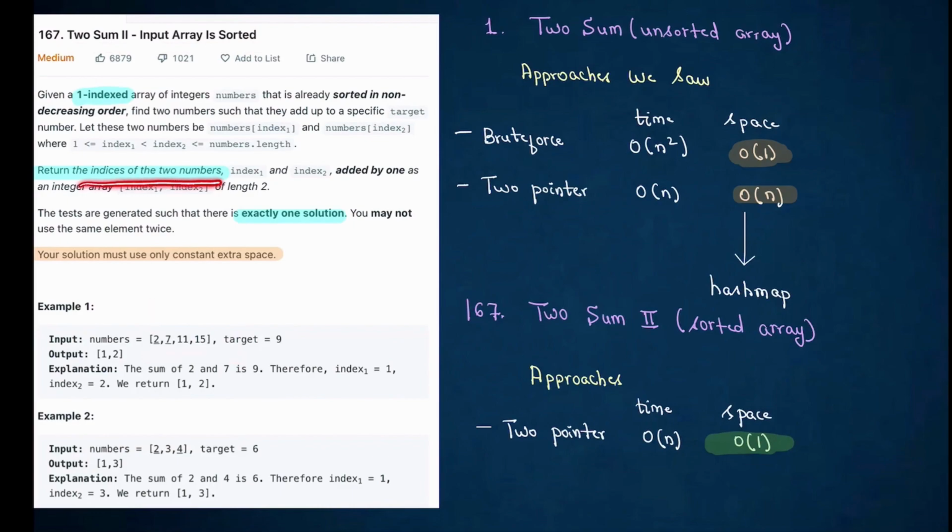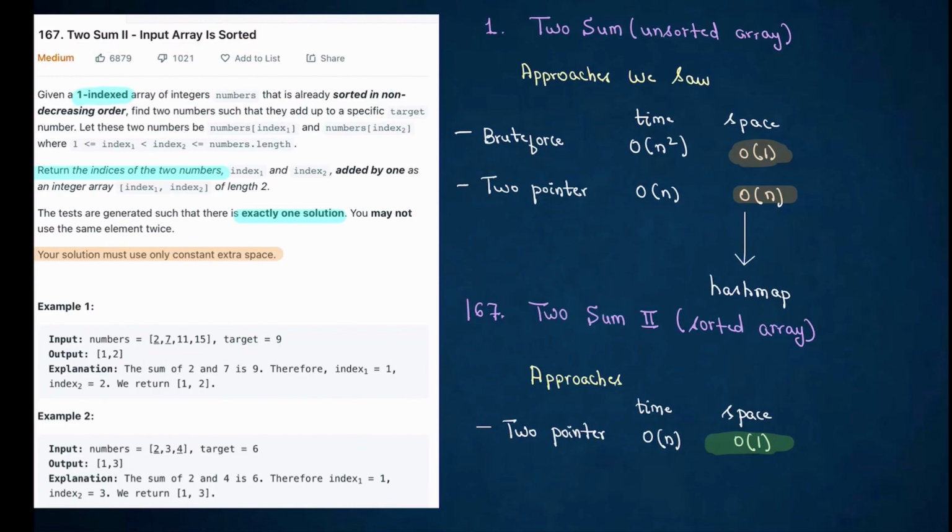We need to return indices of two numbers such that they add up to the target, similar to what we did in 2sum. There is exactly one solution and you may not use the same element twice. The important point to observe here is your solution must use only one constant extra space, meaning O of 1. We shouldn't be using any extra space in this case. I guess this is the condition why this problem is marked medium.